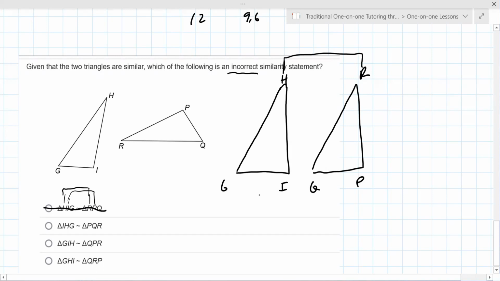So now does I go with P? I goes with P. The next one: H goes with Q. That's not right. So that's incorrect. Good. It's a little bit of test prep there on that one.